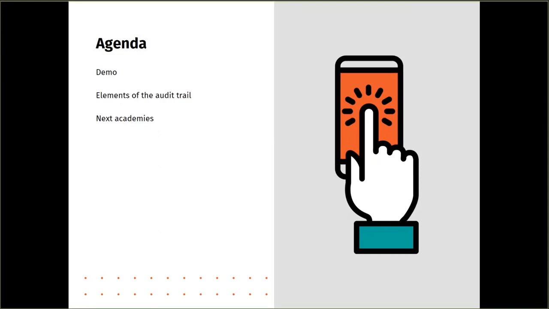jump into the demo. One short thing about the audit trail. What is the audit trail? The audit trail is where you can actually see the entire journey your respondent took to your survey. You will see the exact order in which questions are answered, what navigation was used to go to the next question, and how much time was spent answering each and every page.